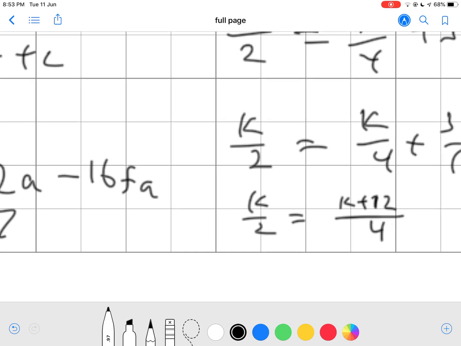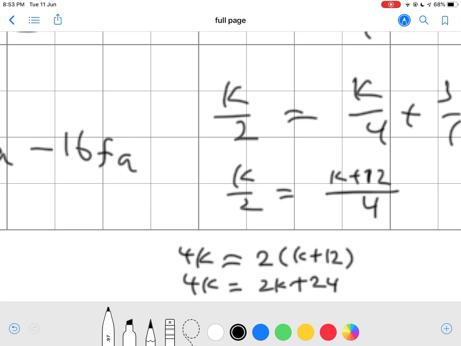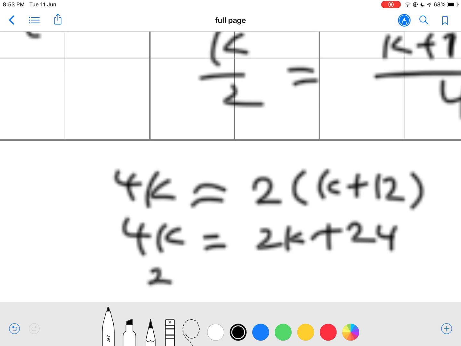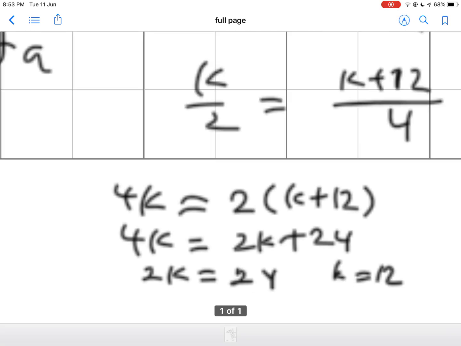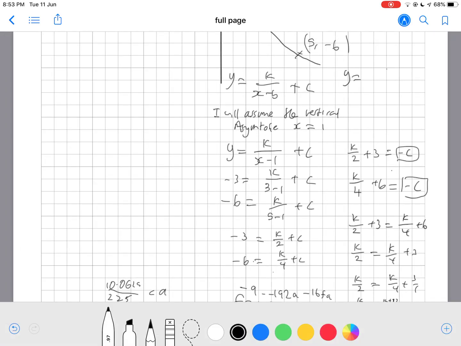And now we're going to use cross multiplication, so 4k equals 2 times k plus 12, 4k equals 2k plus 24. Therefore we get, sorry if it's a bit unclear, but you should still be able to make it out, 2k equals 24, k equals 12. So now we found out what k is. k equals 12. So y equals 12 divided by x minus 1 plus c.